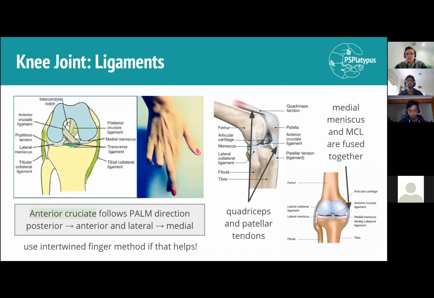The other two images are just showing what I've reiterated before. So we've got the patella and the quadriceps. The tendons of them are both continuous with each other over the patella. And that's just to ensure that the patella remains in its position. You've also got on the last image, the medial meniscus and the MCL, the medial collateral ligament. They're both fused together. So their fibers are fused, which can be quite clinically important if one of them is damaged.